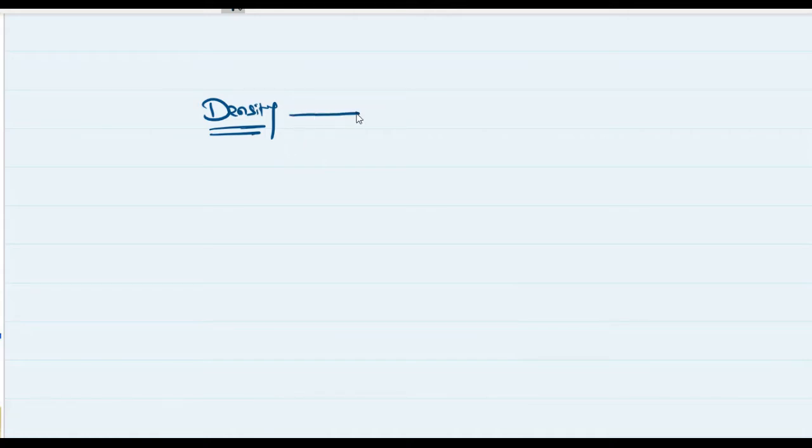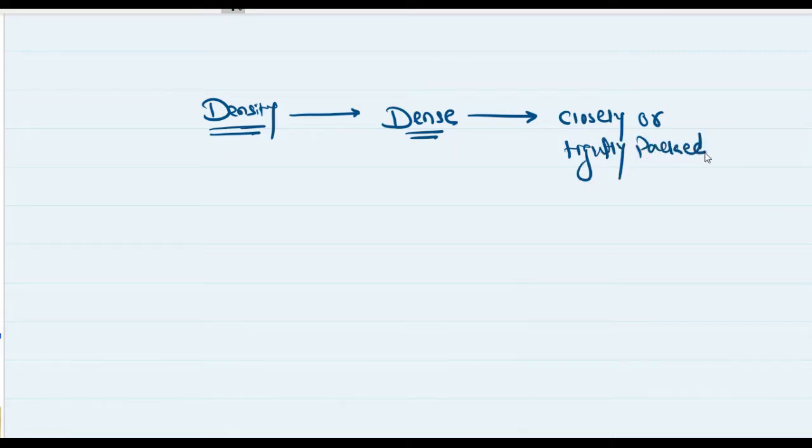Now, density is made from a word dense. Dense can be called closely or tightly packed. Dense means closely or tightly packed. Like if you want me to use this word dense in a sentence, I would say that Mumbai is a dense city, or Mumbai is a densely populated city.